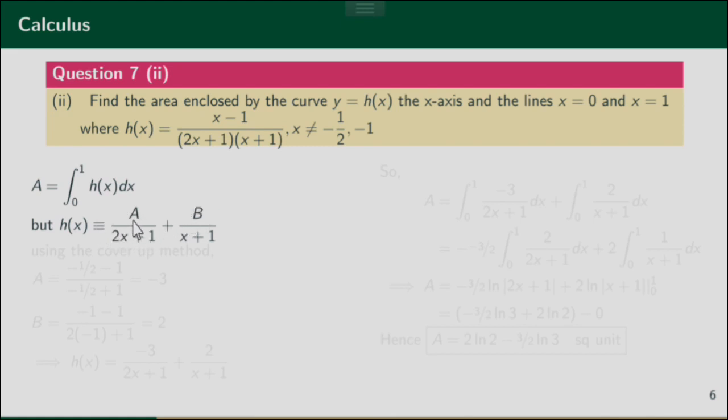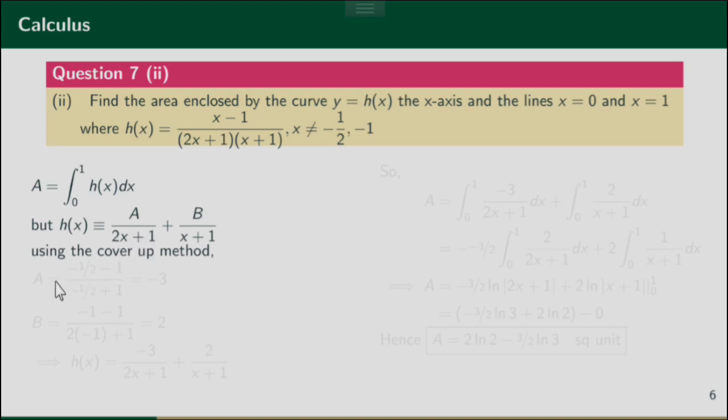You can solve for A and B using many other ways, but I will be using the cover-up method simply because the terms are linear, and that will be the easiest method to use here. So using the cover-up method, how do I obtain A? I come to that term in A, then I find the critical value of this denominator. That is, I equate it to 0 and find x. Equating to 0, I'll have x equal to negative half. So negative half is a critical value of this function.